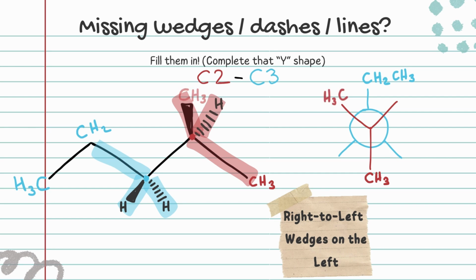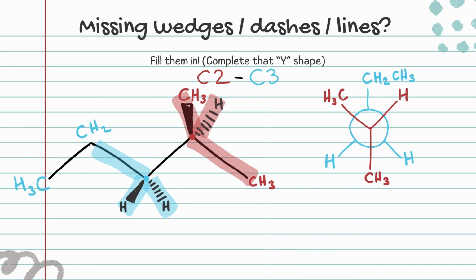For the back carbon, it is the same situation. The wedge will go on the left of the Newman projection. Since they're both hydrogens, it didn't really matter this time, but just for good measure, I still highlighted which of those hydrogens went on the left side. So the dashes just end up on the opposite side there on the right, and we're good to go.